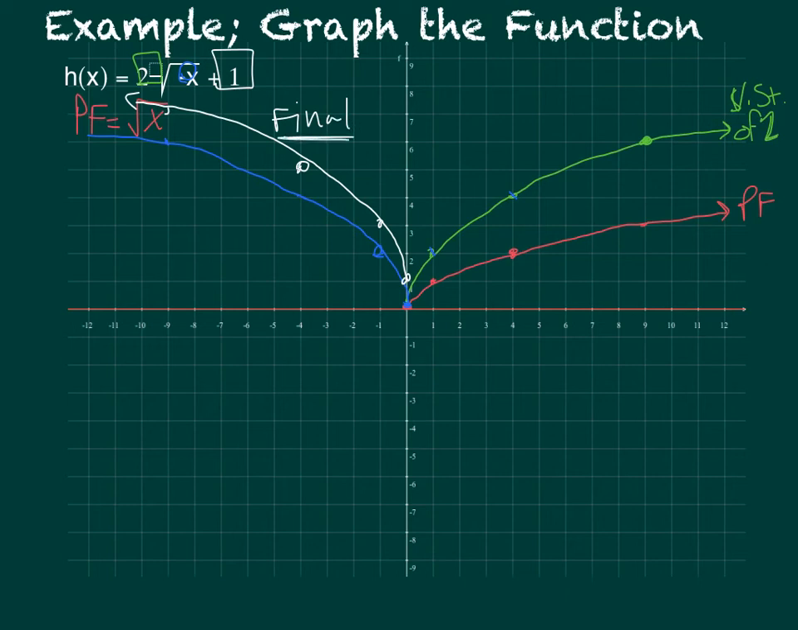Alright, didn't really hit that, but that's the idea. So that's how we would graph it. And then my final graph is just the white. It doesn't go any past right there. There's your final answer.